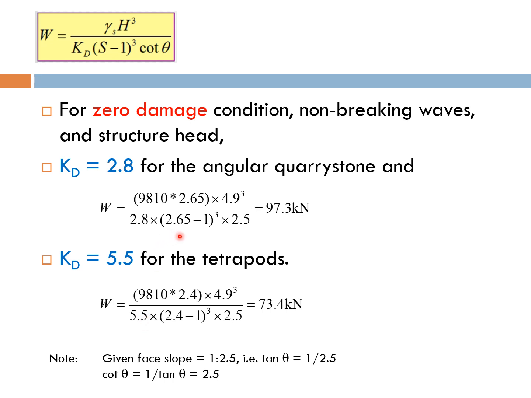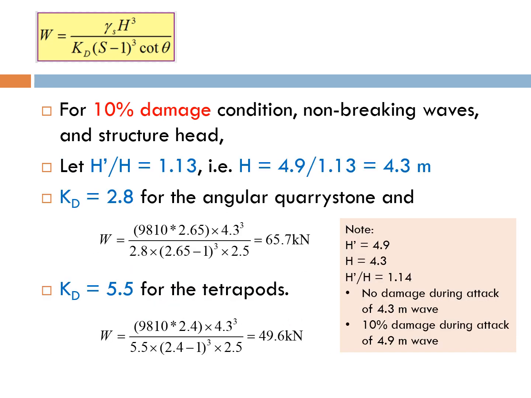S is 2.65 here and it's 2.4 here, and cotangent theta is the slope of the rubble mound structure, which is 2.5 at the head. So from this, we obtain the weight of angular quarry stone required as 97.3 kilonewton, whereas if we use tetrapods, the weight required is only 73.4 kilonewton because tetrapods have higher interlocking characteristic and higher stability coefficient.